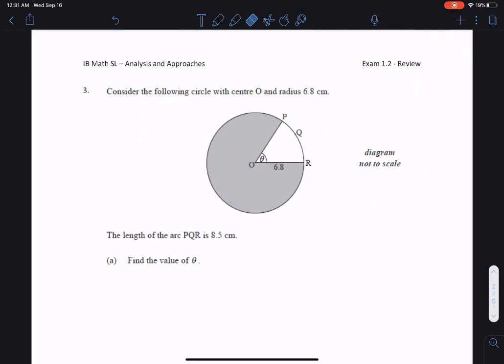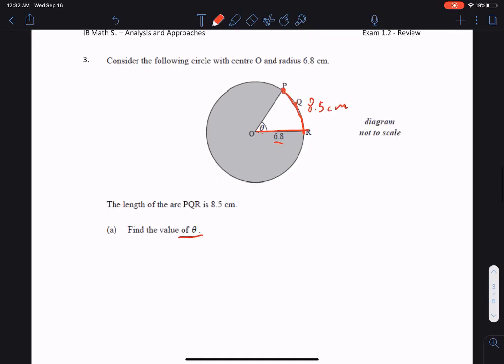Okay, so this is number 3. Consider the following circle with center O and radius 6.8 centimeters. The length of the arc PQR, from P to Q to R, is 8.5 centimeters. And this is 6.8 centimeters, the radius. The question is, find the value of the central angle theta.